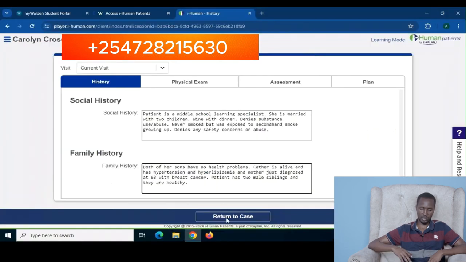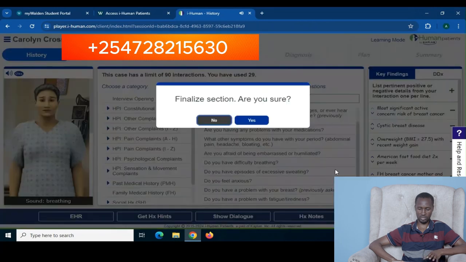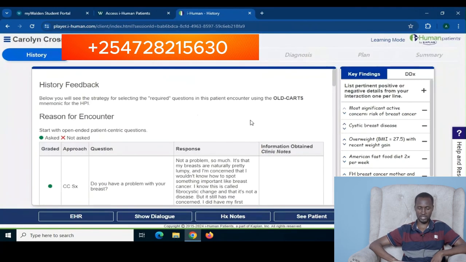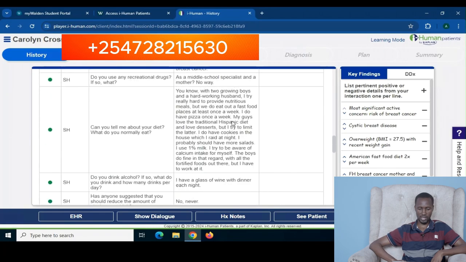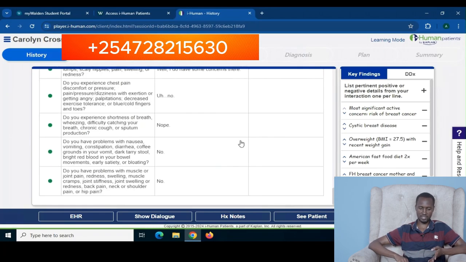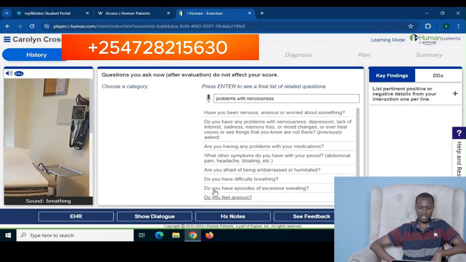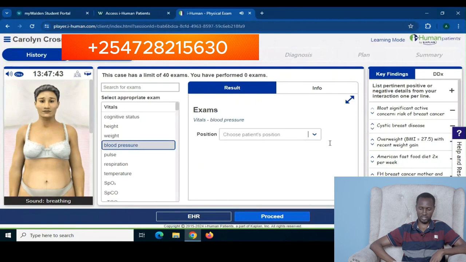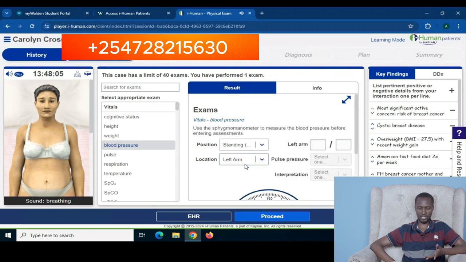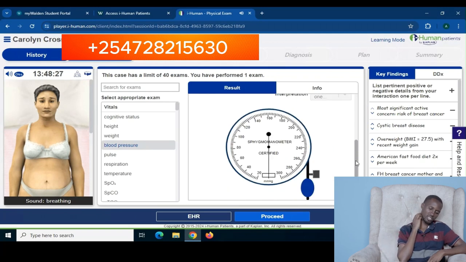you proceed to the next part, where you get your response about how you handled the history part. The response is always there. Then there are other exercises that you're supposed to respond to, but that's according to each case. Once you're done with that part, you move to the physical exam part. Now the physical exam part, especially the vitals, is always standard. They deal with the blood pressure, weight, height, cognitive status, pulse, respiration, temperature. So these are standard to all human cases.